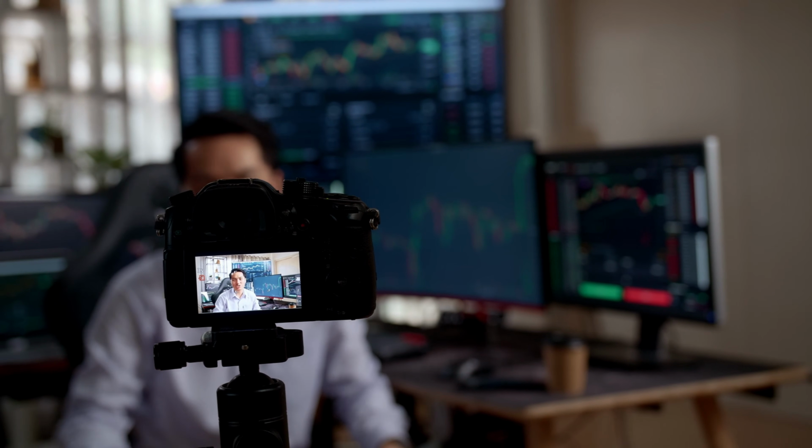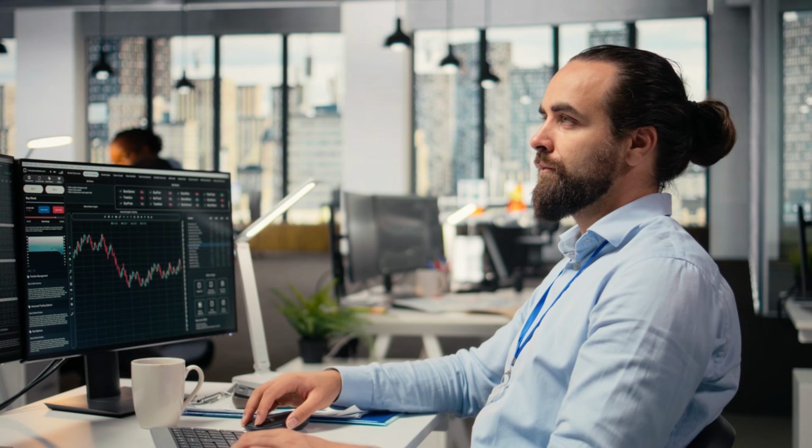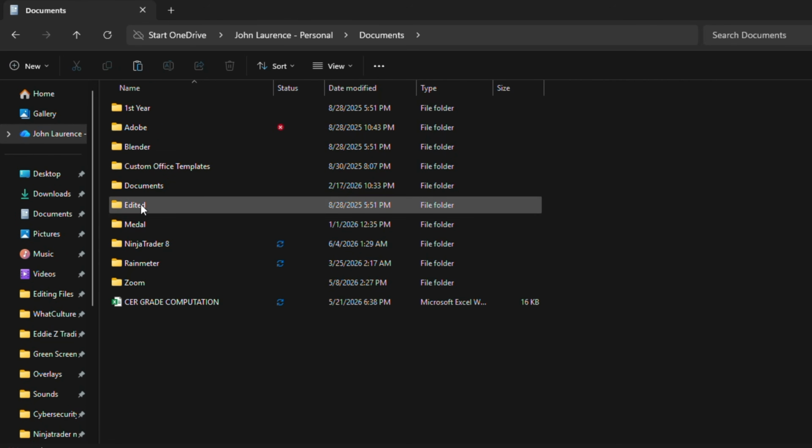Now, most of the advice out there tries to manage this problem instead of killing it. And some of it's genuinely useful. But let me give you the good stuff first. There's a maintenance trick a lot of pros swear by. When NinjaTrader is fully closed, not minimized, but fully shut down, navigate to your Documents folder.